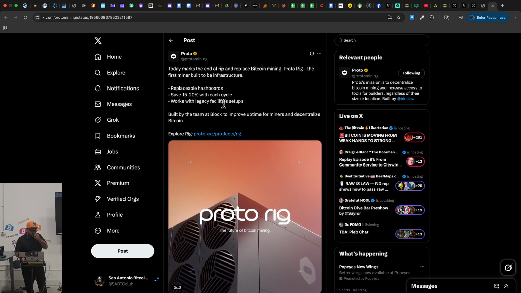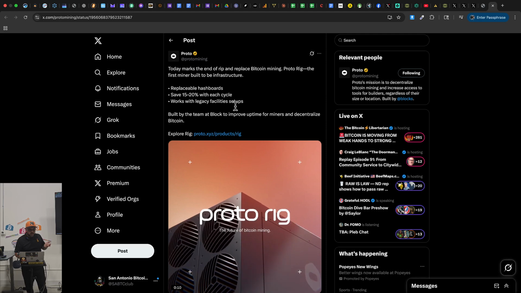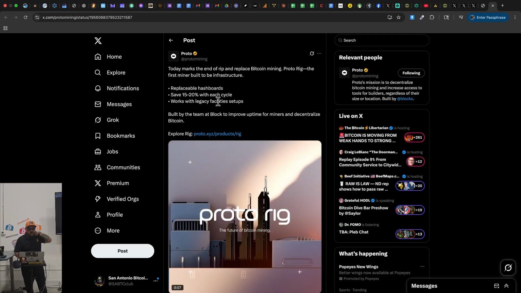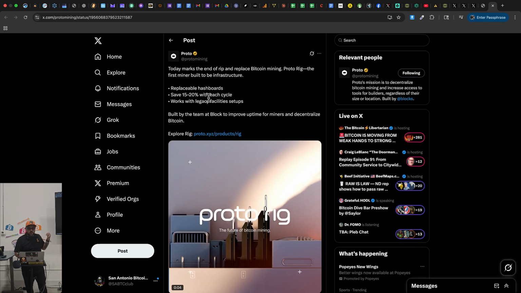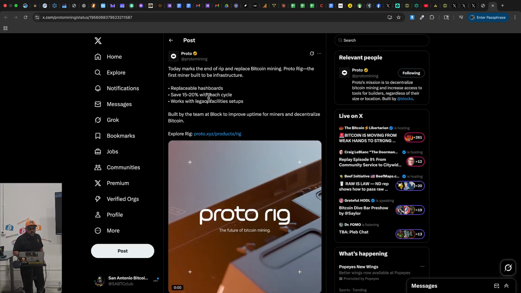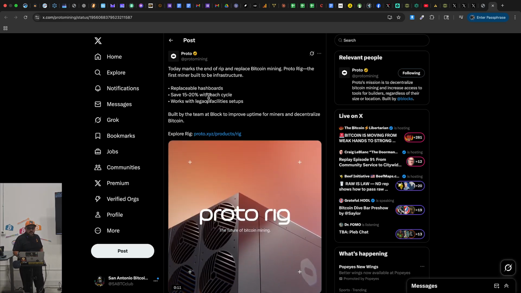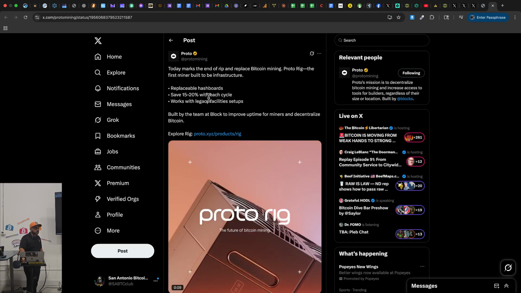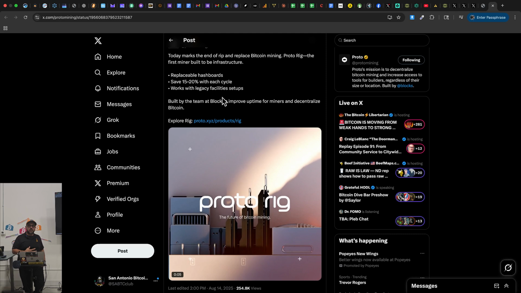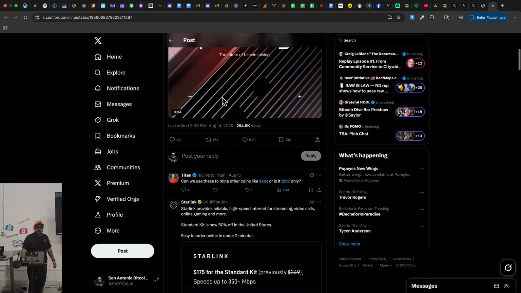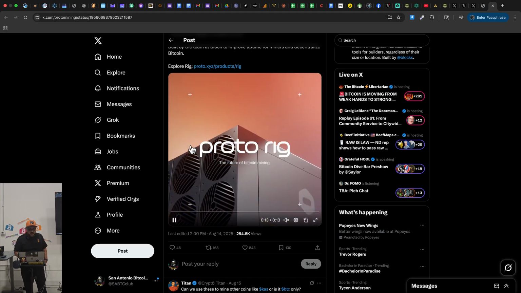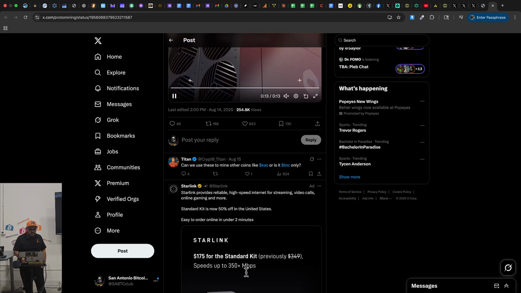So this is basically just straight from Proto's X. It marks the end of rip-and-replace Bitcoin mining. The Proto rig has replaceable hash boards. They anticipate being able to save 15 to 20% during each cycle upgrade because you're not actually having to pull the entire miner off and throw it in the dumpster. All you're doing is replacing certain parts as they're needed. So it works with legacy facility setups.